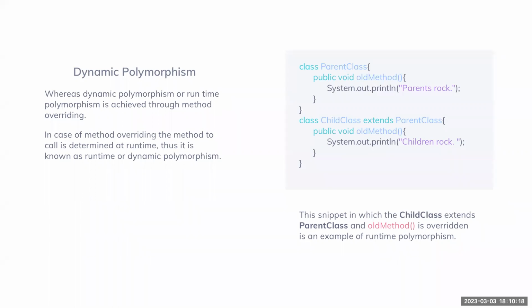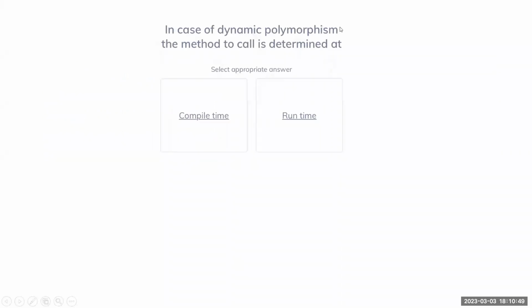At that time, Java is going to decide which method to call, whether it's a child class method or a parent class method. I think you guys understood, right? This is the similar example to what we did when discussing the overriding concept. So let's see now. In case of dynamic polymorphism, the method to call is determined at compile time or runtime? Dynamic polymorphism.